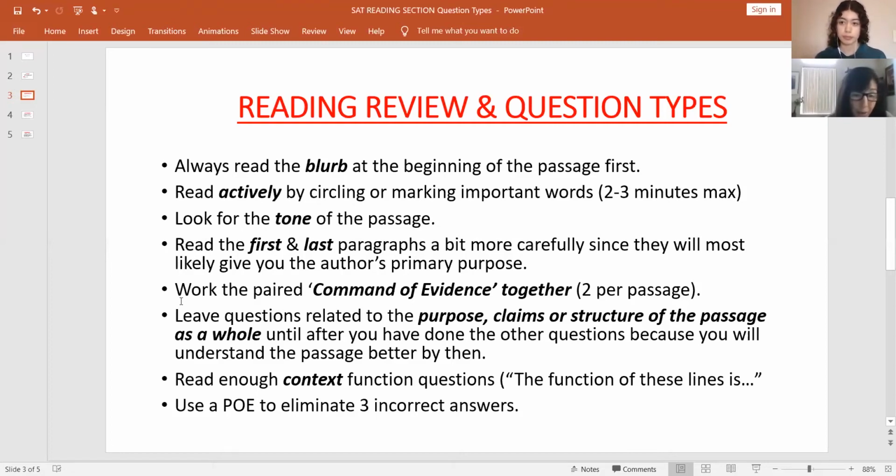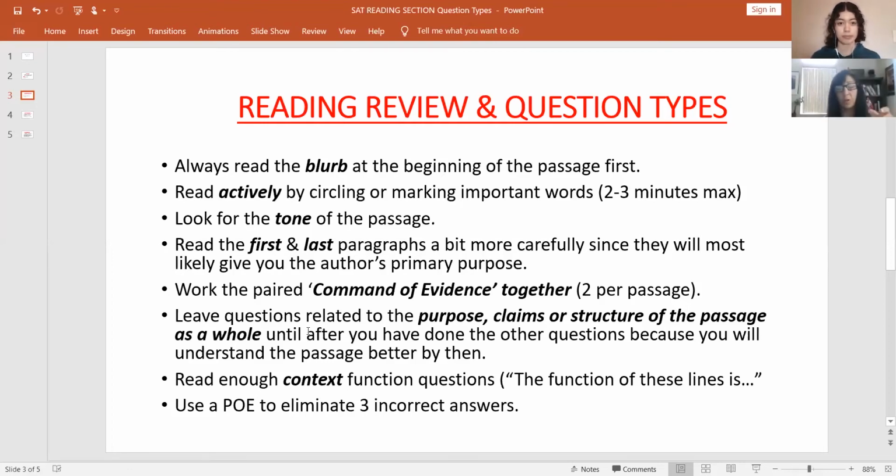Okay, the next one, I said work the paired command of evidence together, and we'll look at that in a few minutes. Leave the questions related to the purpose, claims, or structure of the passage as a whole until after you've done the other questions. Why wait? Because you're going to have looked at the bits and pieces of that passage a lot more closely by the time you're done.